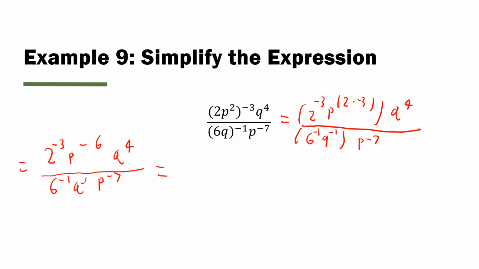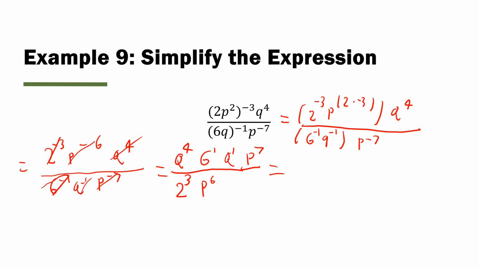So this 2 to the power of -3 can drop to the denominator and become 2 to the power of +3. This p to the power of -6 can also drop to the denominator and become p to the power of +6. Q to the power of 4 is positive, so it will stay up here. This 6 to the power of -1 can move to the numerator and become 6 to the power of +1. Same thing with this q. You can move it up here. And this p to the power of -7 can move up here as well, become p to the power of +7.